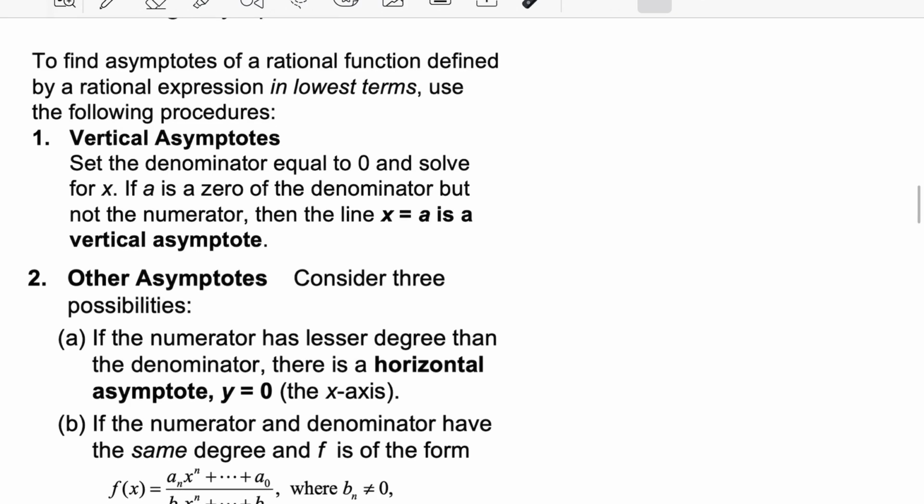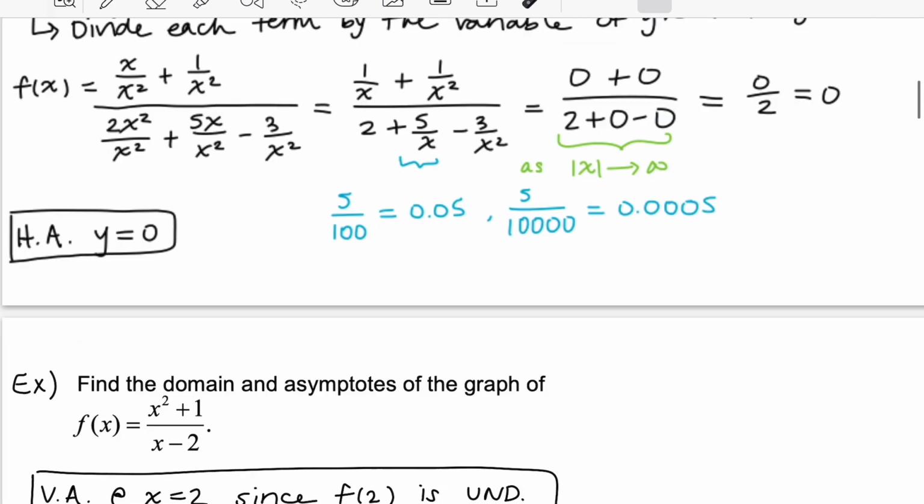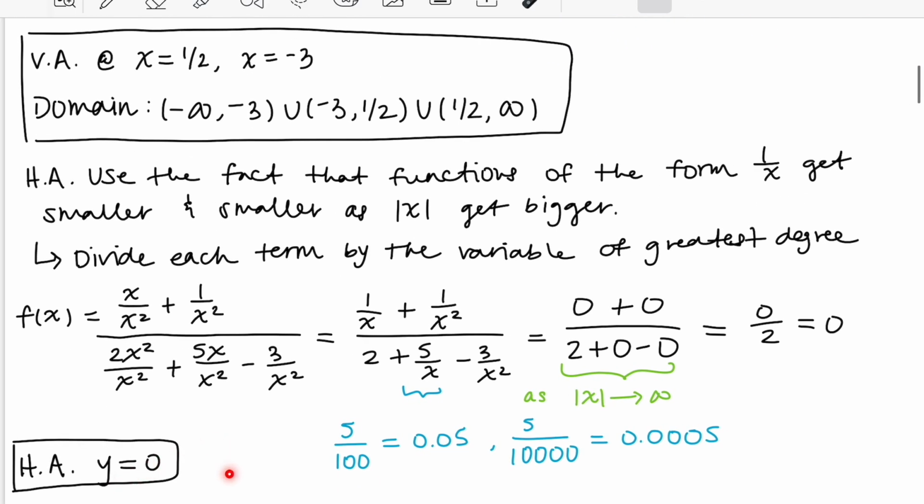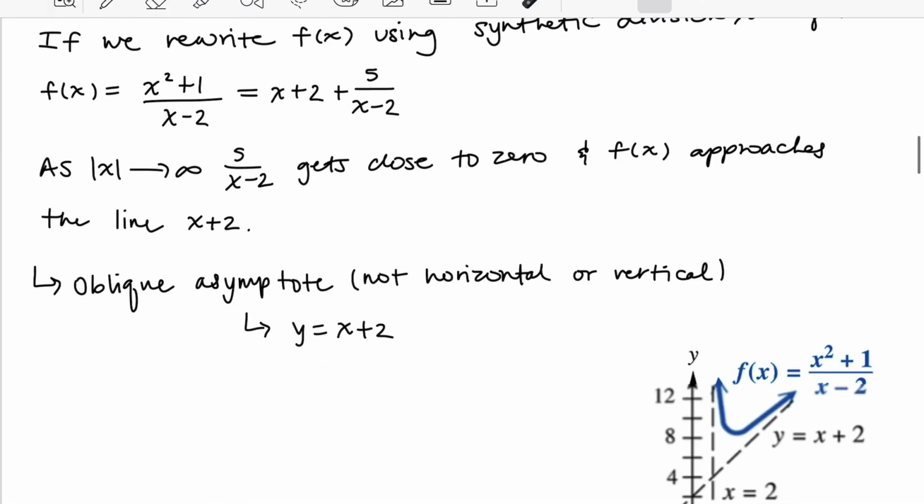Now for other asymptotes, there are 3 possibilities here. If the numerator has a smaller degree than the denominator, then we can conclude that there's a horizontal asymptote at y is equal to 0. And so we saw that in the first example here. We see that the degree in the denominator is bigger than that in the numerator, and we got a horizontal asymptote at y is equal to 0.